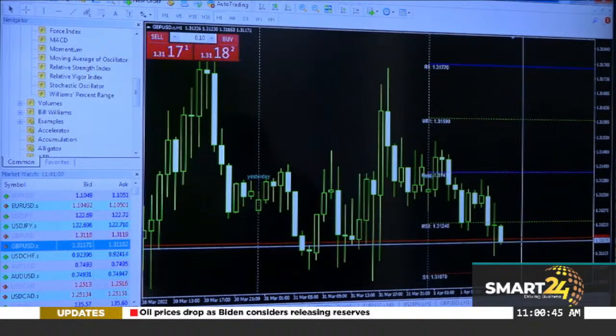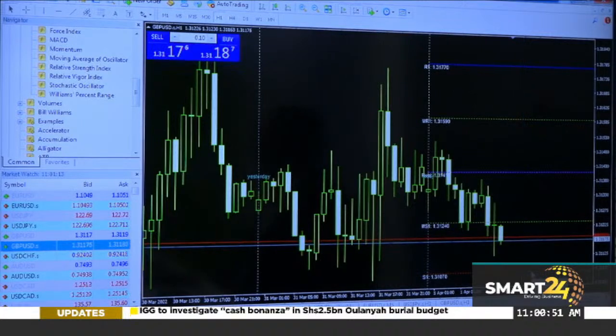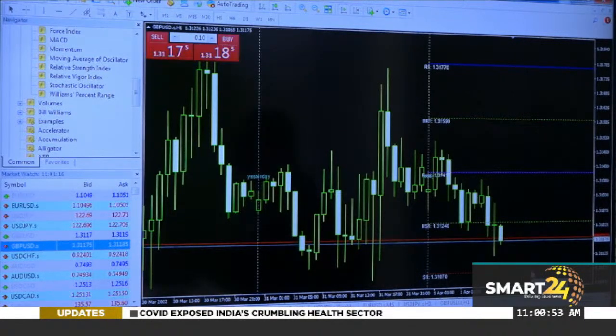The pips left there are about 10 pips. 10 pips, not so bad. Okay, so that's the last chart for today and for this week.